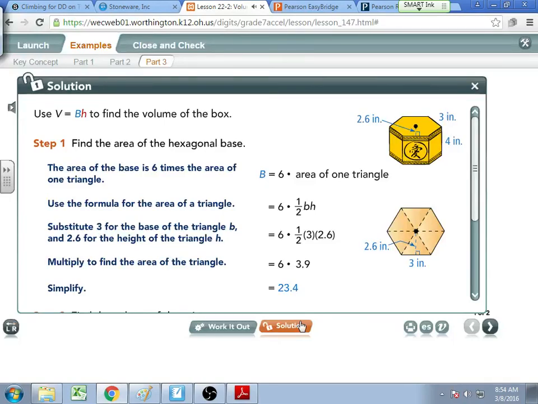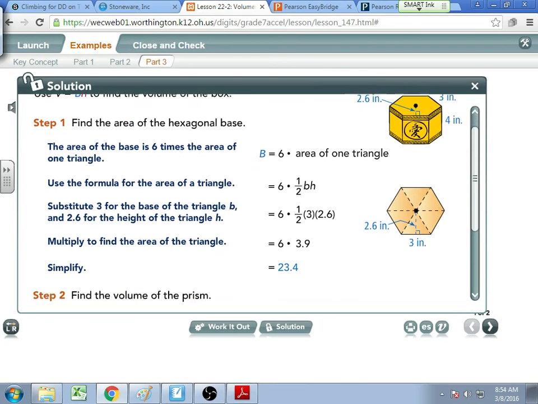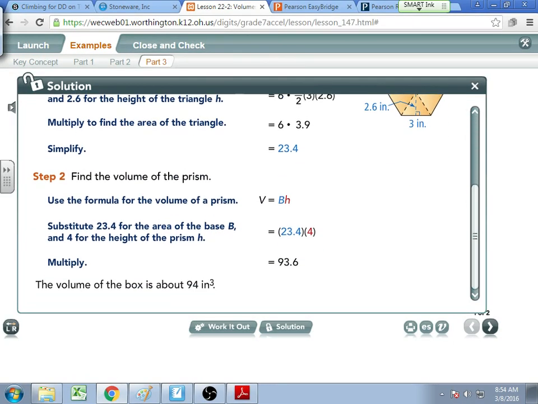So there was our solution from our first one. If you want to run over that again, this is not the got it. This was our first one. And they then tell us to approximate and round, so they get approximately 94 inches cubed.